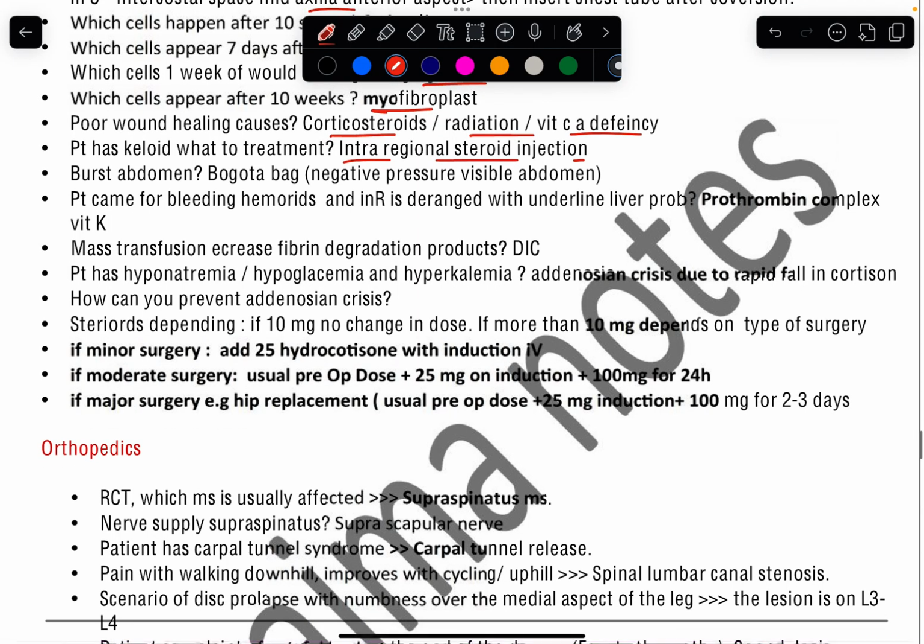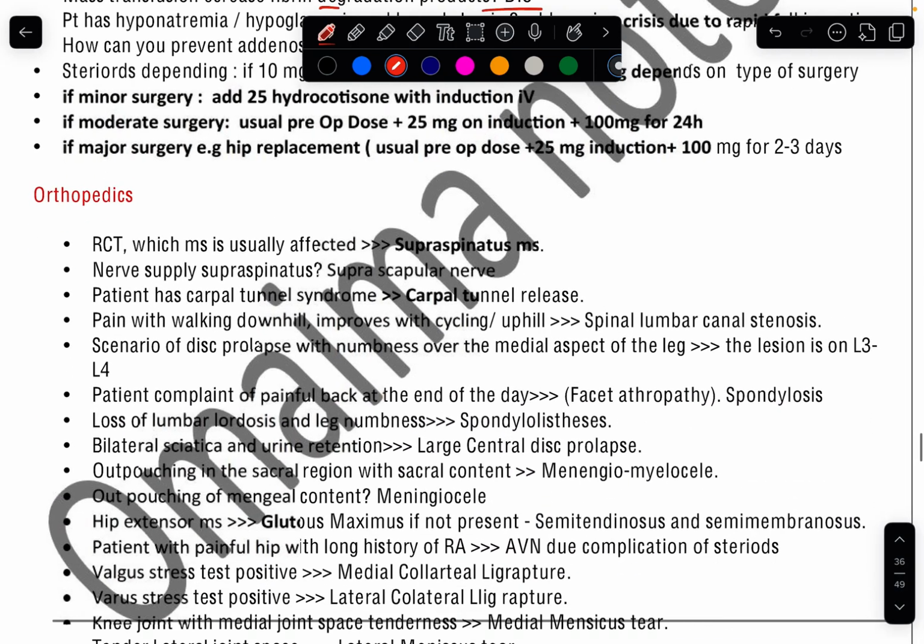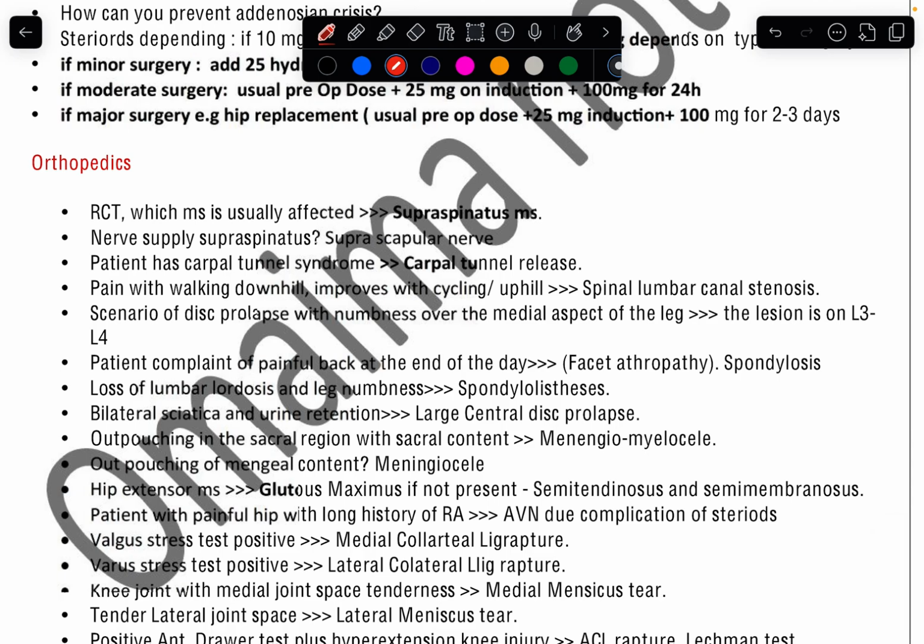The same is repeating. Came for bleeding hemorrhoids. Massive transfusion, fibrillation, DIC. Orthopedics: which MS is usually affected.